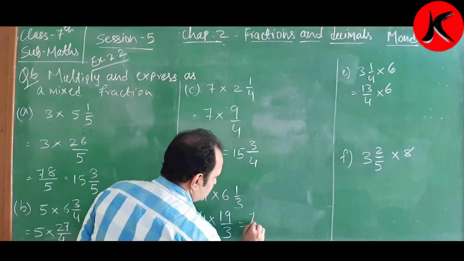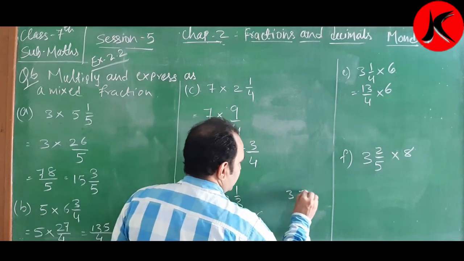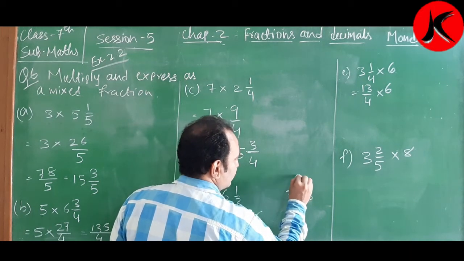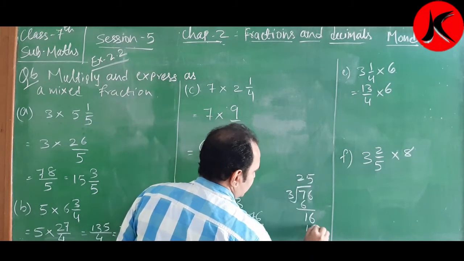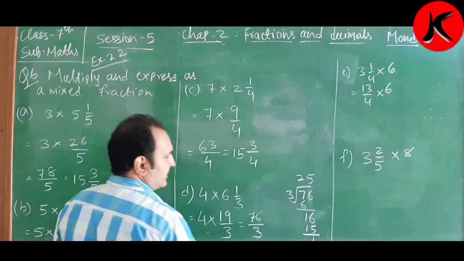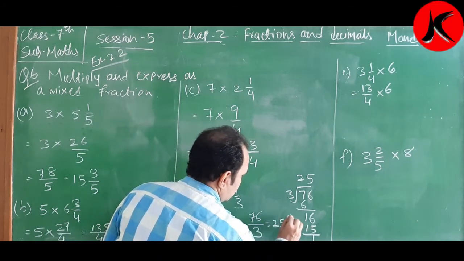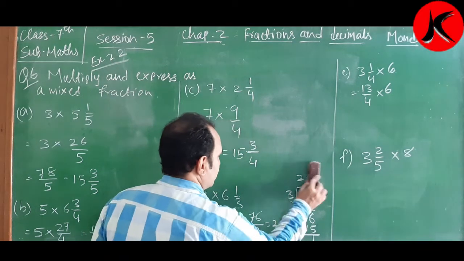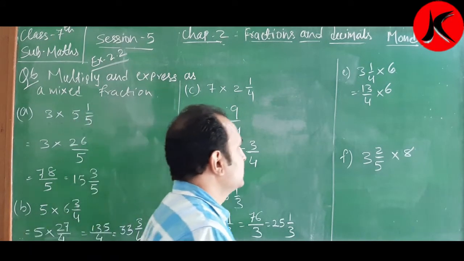76 upon 3. चलो divide करो 76 को 3 से. 3 2s are 6. 3 5s are 15. 16 minus 15 is 1. So the answer is 25 integer 1 upon 3. Okay children?